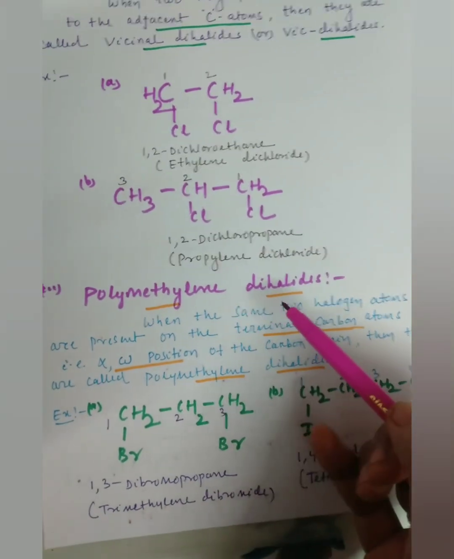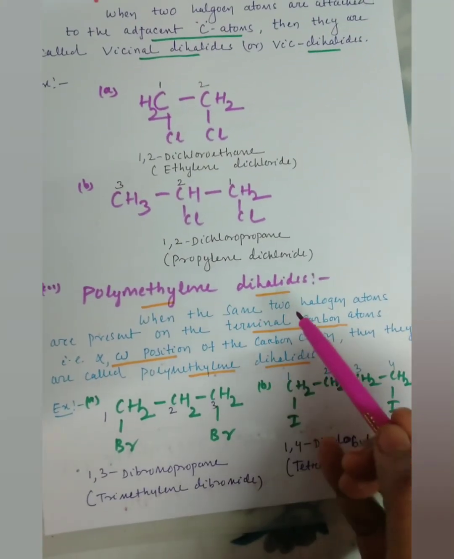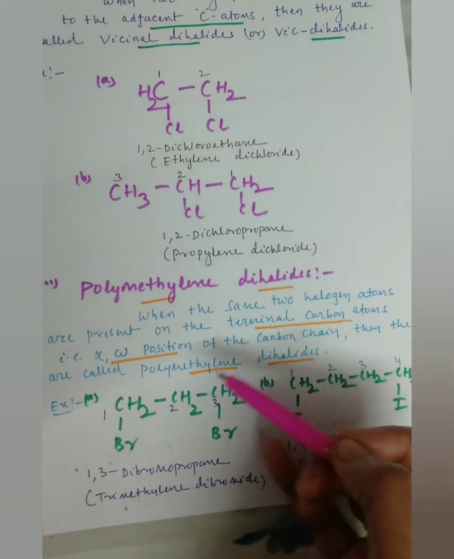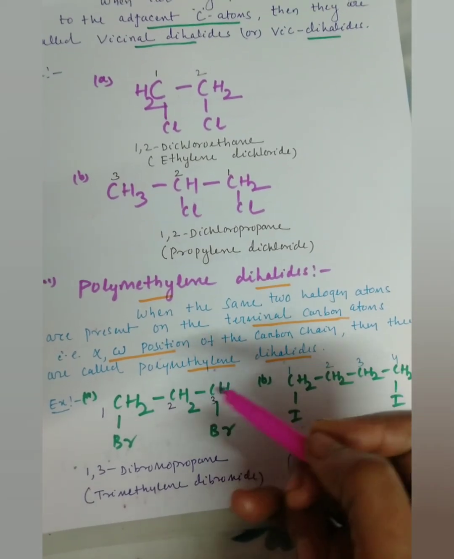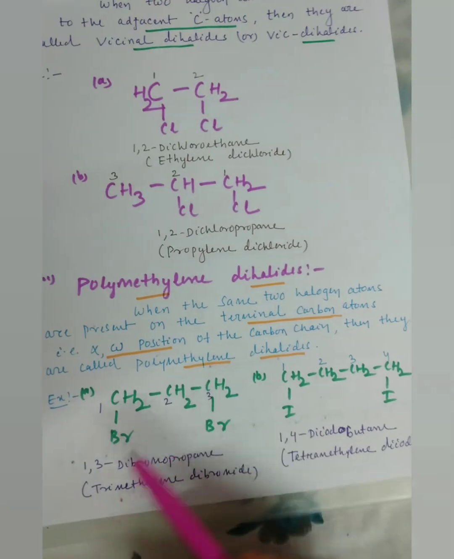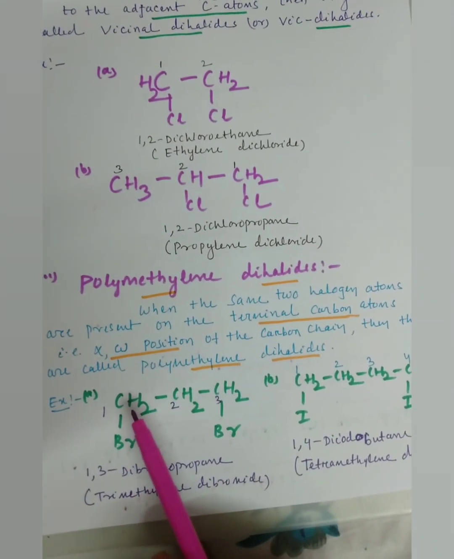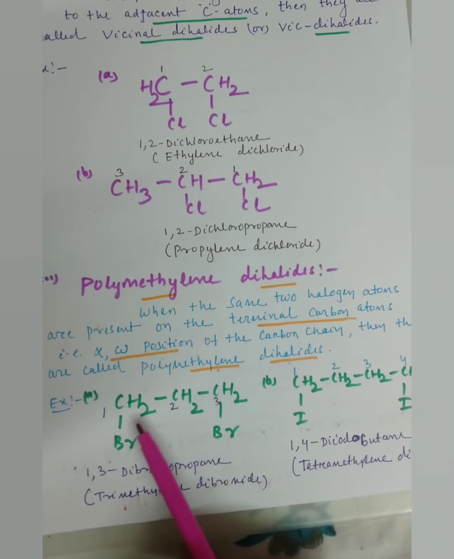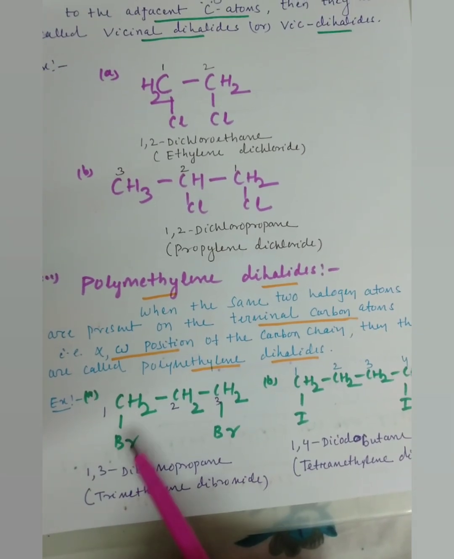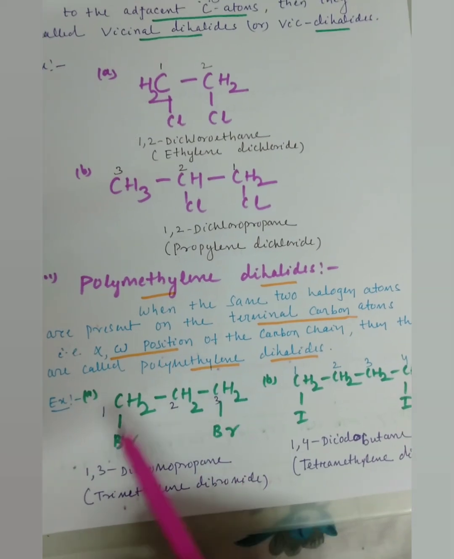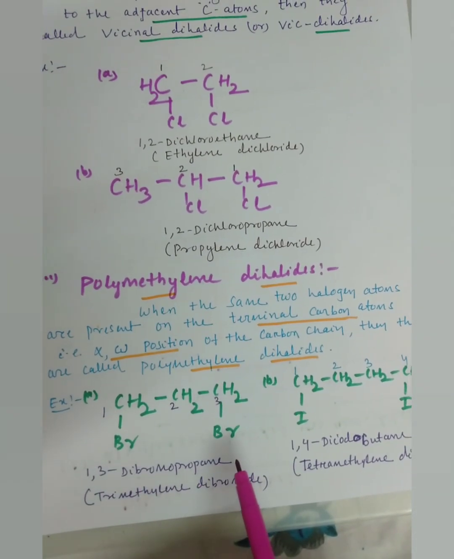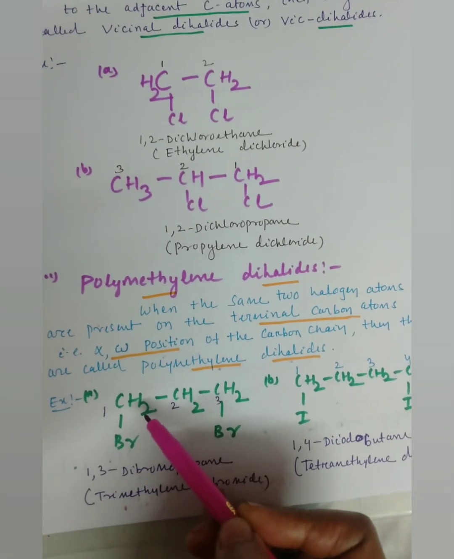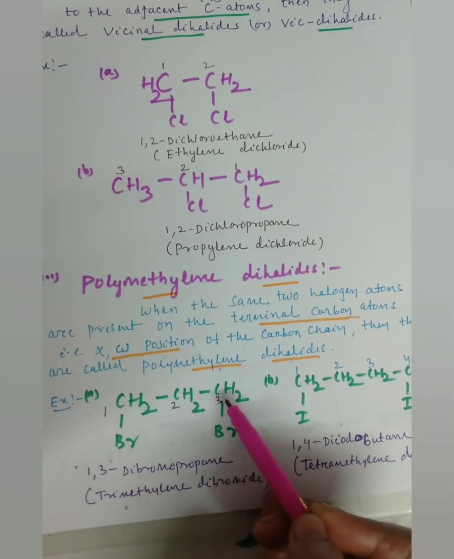Similarly, the third one is polymethylene dihalide. Polymethylene dihalide means when the two halogen atoms are present on the terminal carbon atoms. Terminal carbon atom means suppose you have a compound with 3 carbons or 4 carbons, then the halogen will always be attached in the terminal positions. See here, this is an example where, 1, 2, 3, in this compound 3 carbon atoms are there, but the 2 halogen atoms are attached to terminal positions. Here the halogen is bromo, one is in position 1, another one is position 3. So what is the IUPAC name of this compound? 1,3-Dibromopropane, and the common name of this compound is trimethylene dibromide. Why is it trimethylene? CH2 is the methylene group, 3 methylene groups are there, so it is trimethylene dibromide.